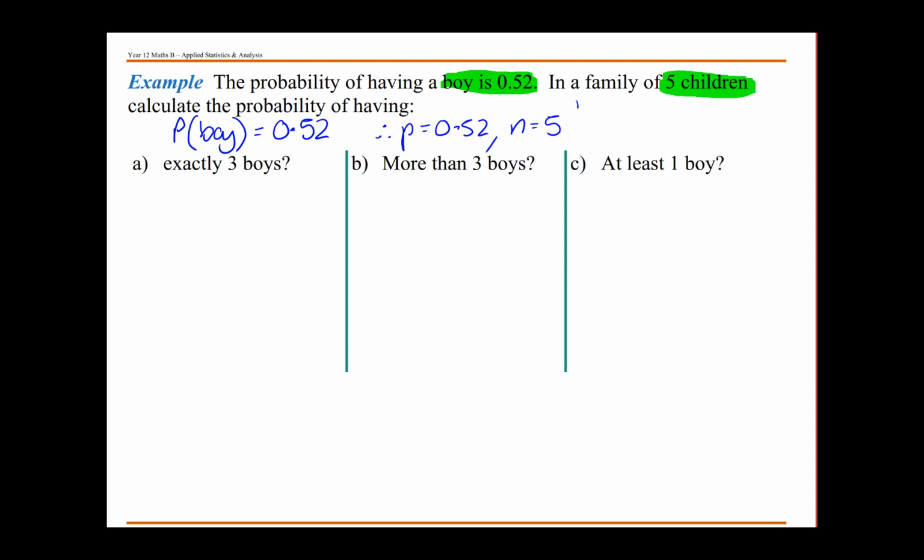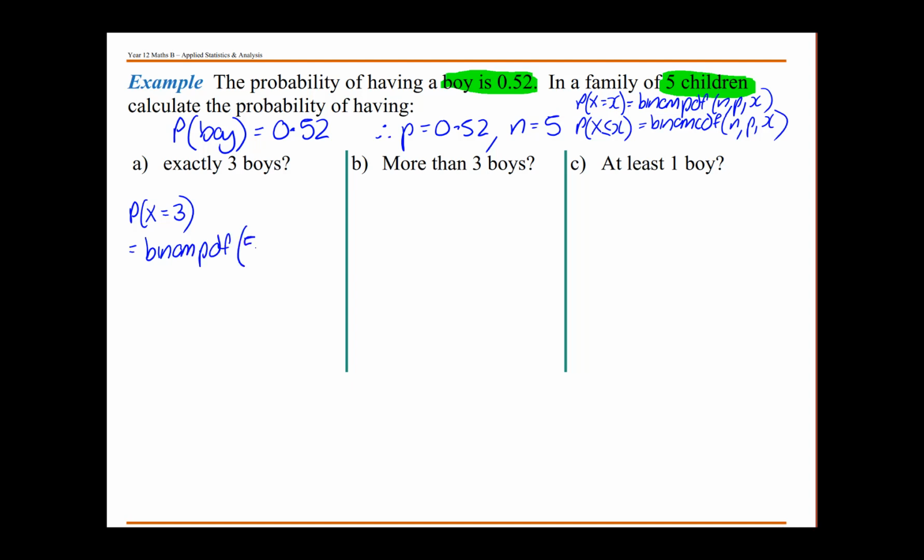Now remembering from the previous slide, probability x equals x is binom PDF n, p, x, and probability of x less than and equal to x is binom CDF n, p, x. So if we want the probability that x equals 3, so the probability of having 3 boys, that's going to be binom PDF. Our number of trials is 5, so 5 children. Our probability is 0.52, and we want 3 boys.